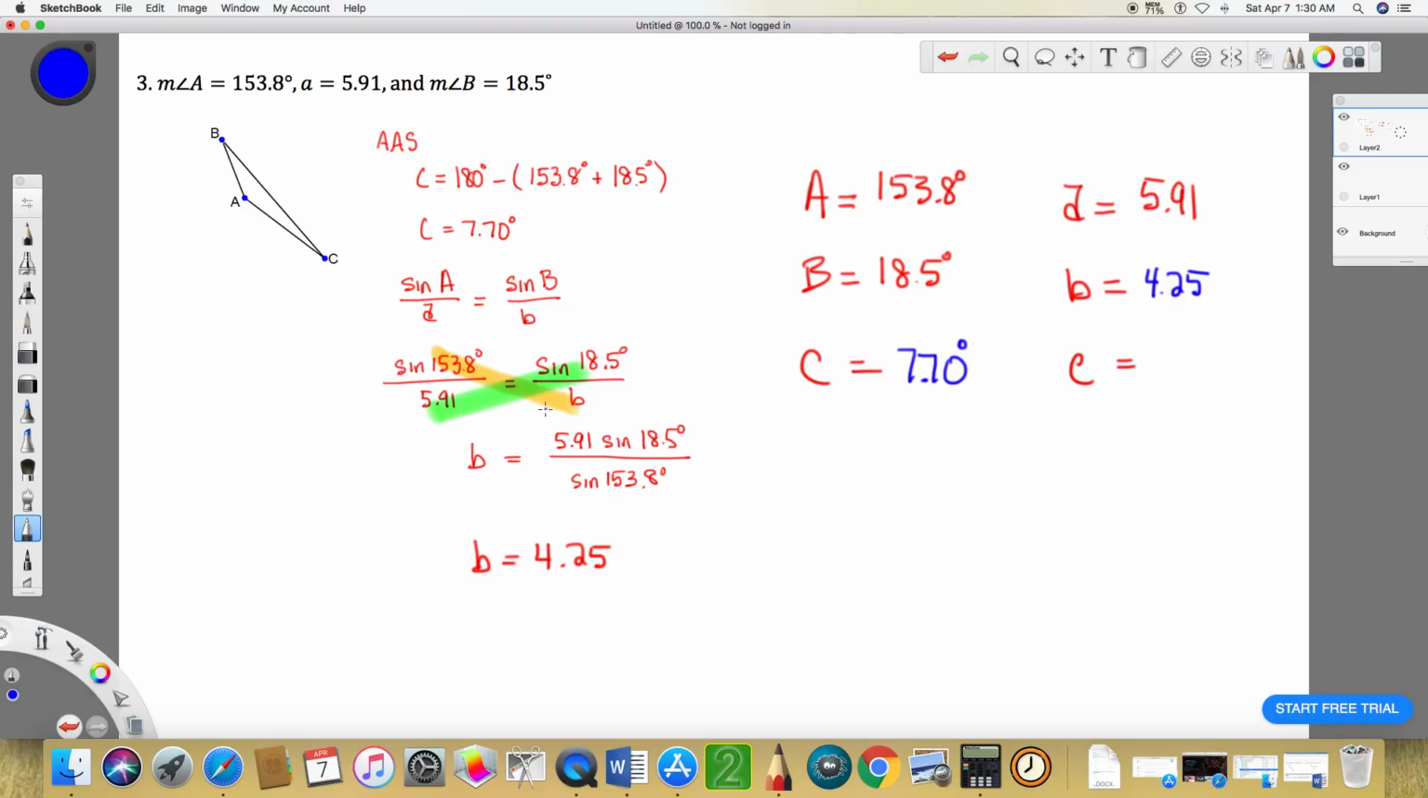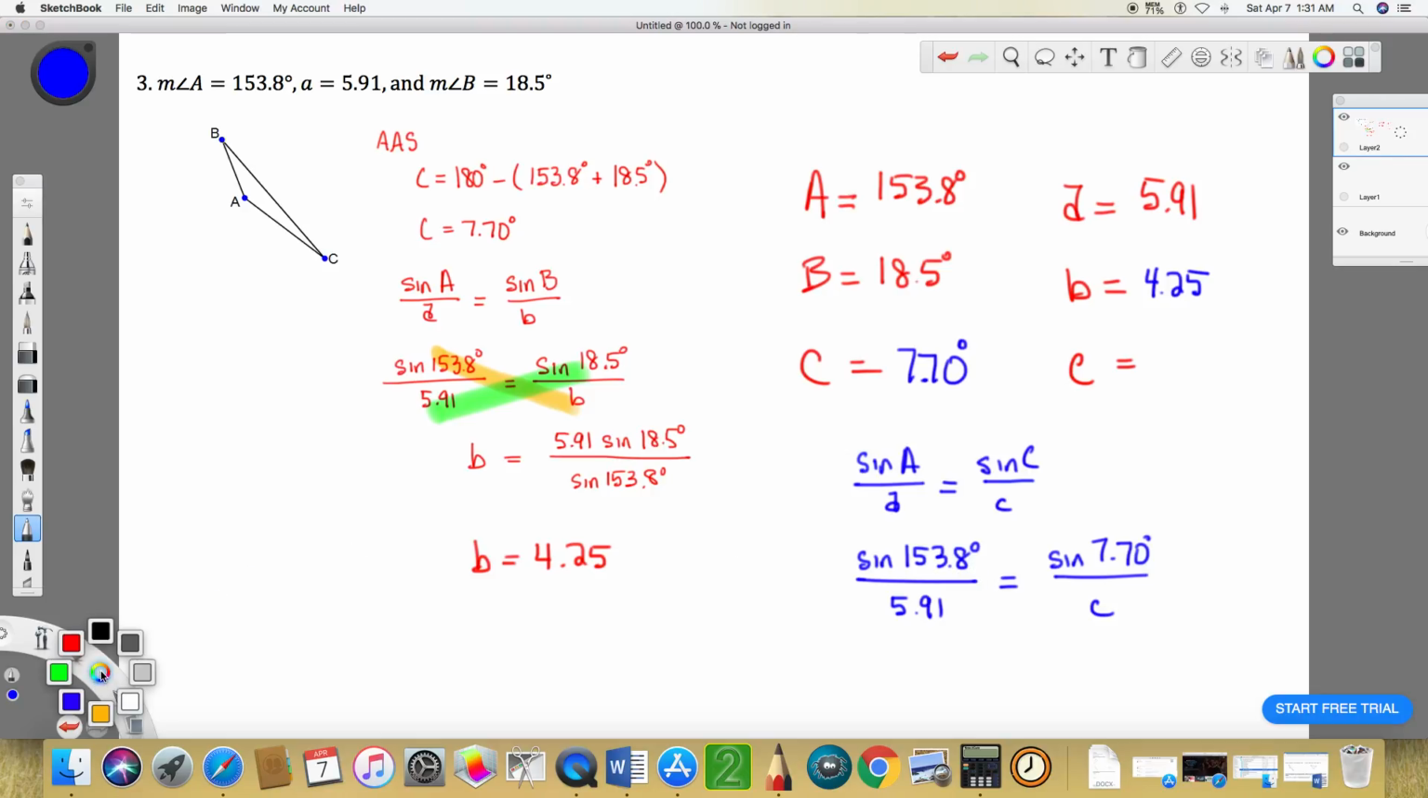Okay, so let's come back to our known ratio. The sine of A over A, not only is that equal to the sine of B over B, but the sine of C over C. So we've got the sine of 153.8 degrees over 5.91. That information was given. We found the measure of angle C by our triangle angle sum theorem. And now we can use the law of sines to find the length of C. So again, we're going to cross multiply.